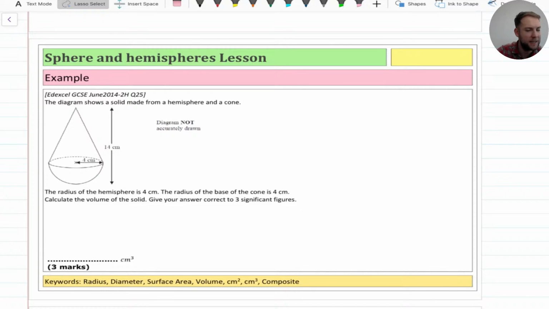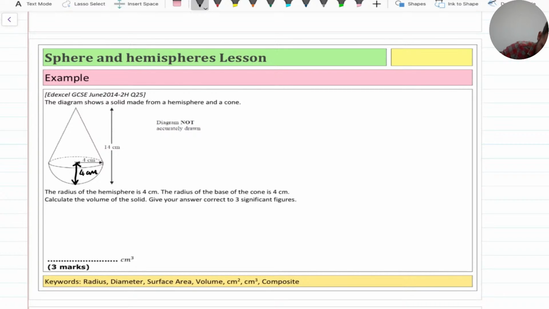Now the thing that makes this a little bit tricky is the fact that you've got to split it up into 2 parts. And what people don't realise is that when you've got the radius, it doesn't matter in a sphere where that radius goes, it's always going to be 4 centimeters. So the point I'm trying to make is that this here, from the centre of that hemisphere down to the bottom, is also 4 centimeters. Anywhere around that hemisphere is going to be 4 centimeters.